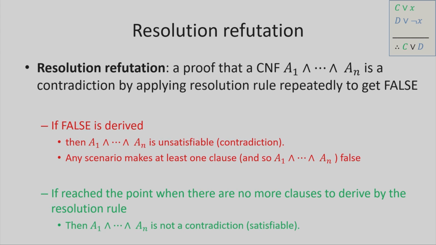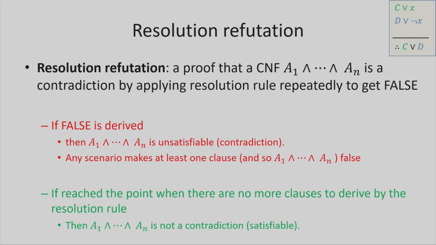So here's how resolution refutations work. By the way, we are calling them refutations rather than proofs because we are proving that something is false rather than proving something is true. So what is a resolution refutation? It's a proof that the list A1, ..., AN is inconsistent by proving that A1 and ... and AN is a contradiction, and that we prove by applying the resolution rule repeatedly to get false.